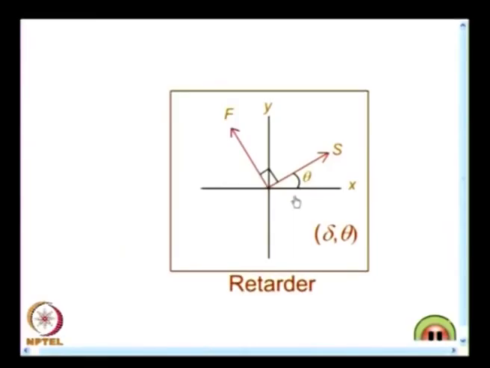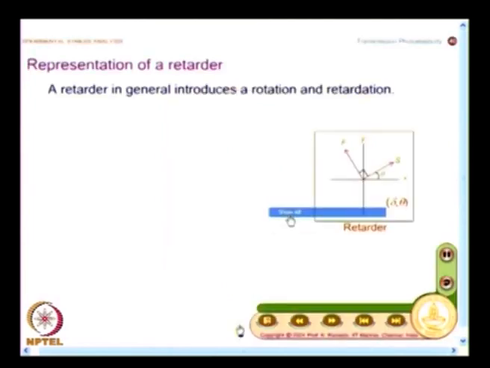So, what we are now looking at is, I have a retarder, I have a reference axis x comma y. The moment light hits the retarder, I will have a rotation matrix, then I will have a retardation matrix, then a reverse rotation matrix, so that whatever the exit light ellipse is, it is referred back to the x and y reference. So, this is what I am going to do.